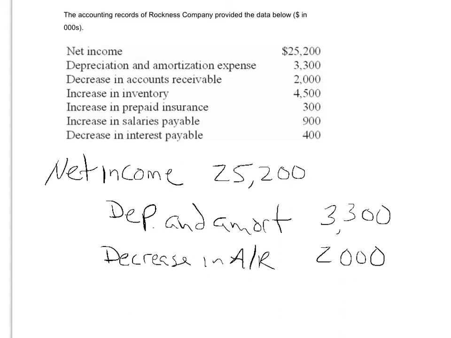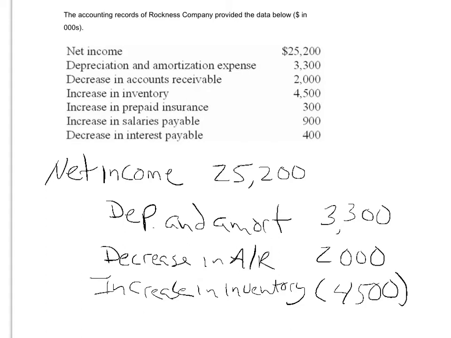And so now we're going to do our increase in inventory. And remember, we had an increase in inventory, and inventory is an asset. And so if we increase our assets, we have to subtract that from our net income. So that $4,500 gets subtracted. Okay?